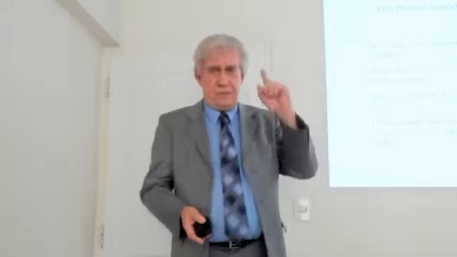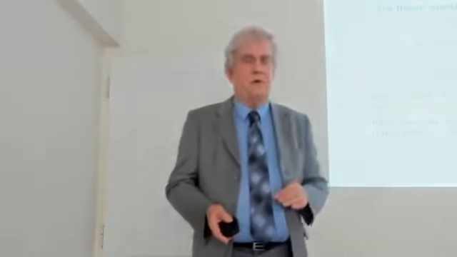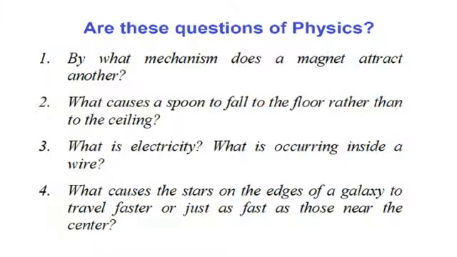You don't have to agree with me. I'm just saying this is what I'm going to put forth. Am I doing physics when I ask these questions? And here you have one, by what mechanism does a magnet attract another? Is this an issue of physics? Does physics deal with this issue at all? What causes a spoon to fall to the floor rather than to the ceiling? You would think it's a question of physics. I think it is. I don't know about you, but you got to think about this.